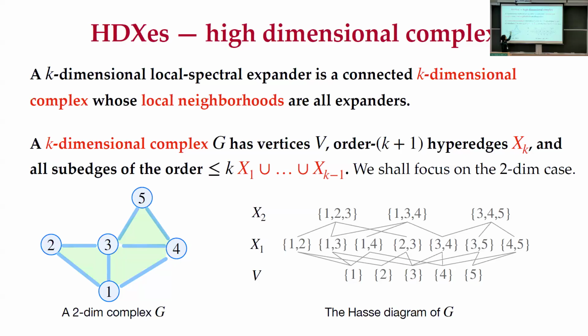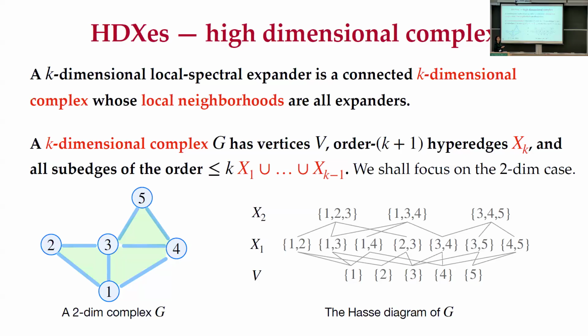And also all their sub-edges are contained in the complex. And there's the Hasse diagram of this graph. This is sometimes more straightforward to write. Okay, so next I need to define what is a local neighborhood.